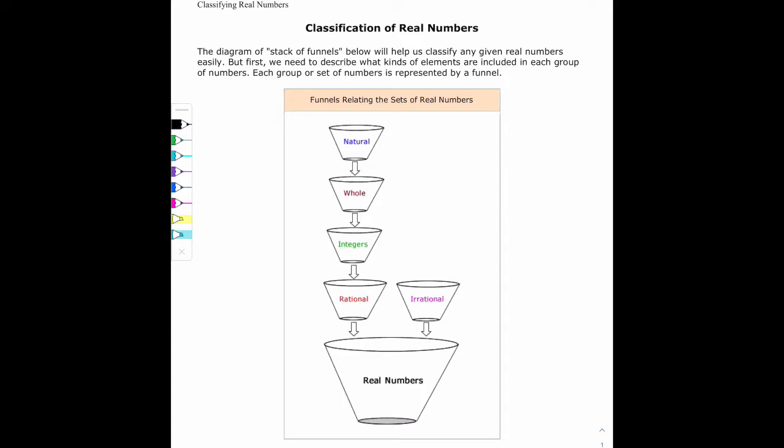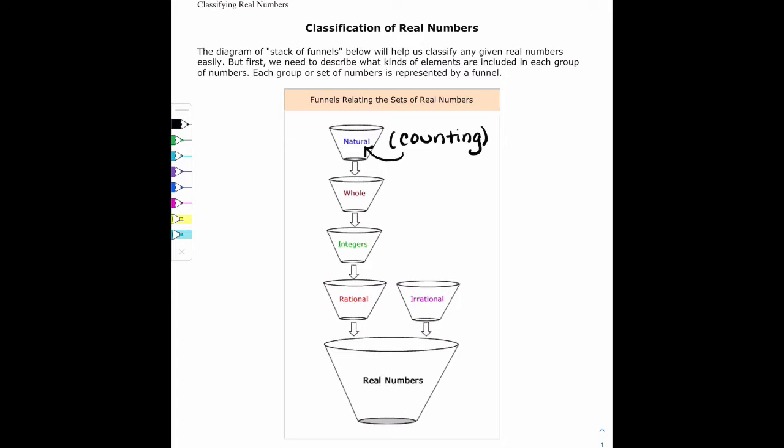But first, we have to make sure we can describe what kinds of elements are included in each one of these groups or sets of numbers. Each group or set of numbers is represented by a funnel. You're going to notice at the top we have the natural numbers. Next to that, I would like you to please write counting. The natural numbers are also known as the counting numbers.